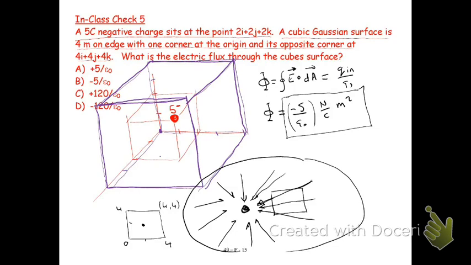So if there's no charge inside, no flux. There probably is a whole bunch of arrows passing through, but no net flux. Yeah, cool. Good question.